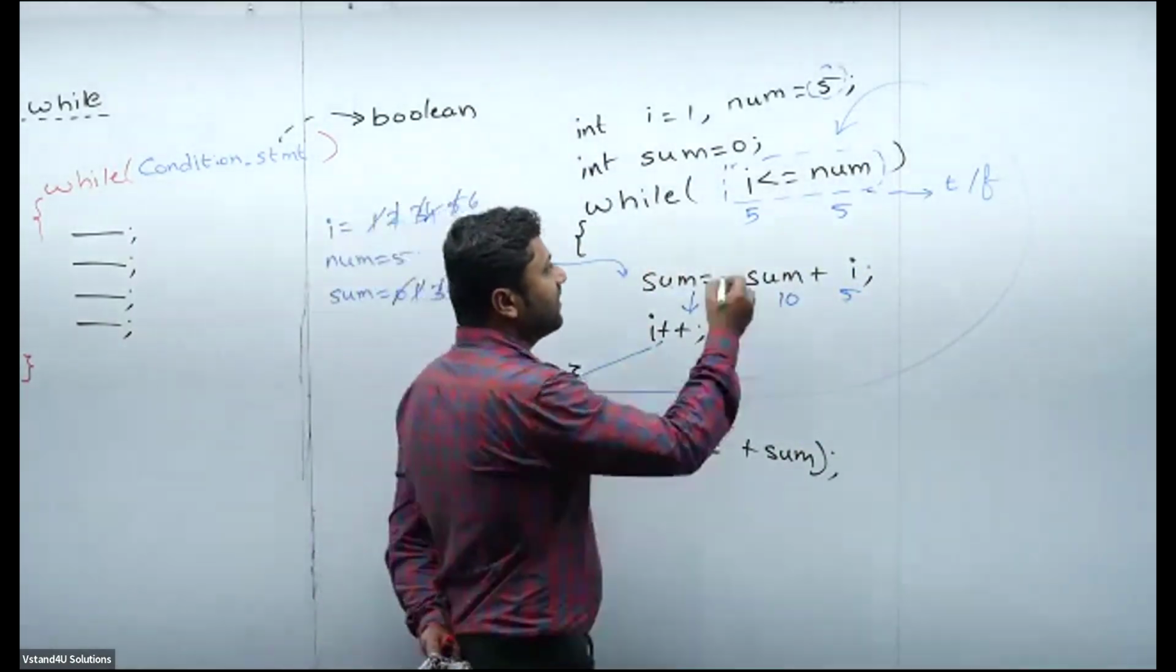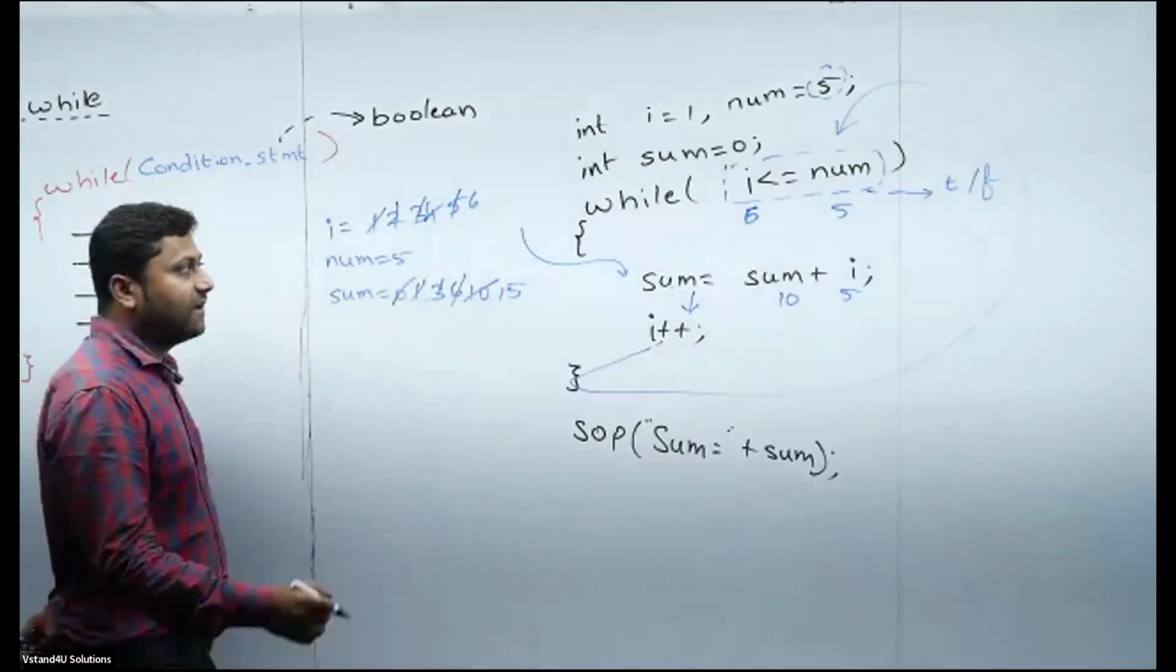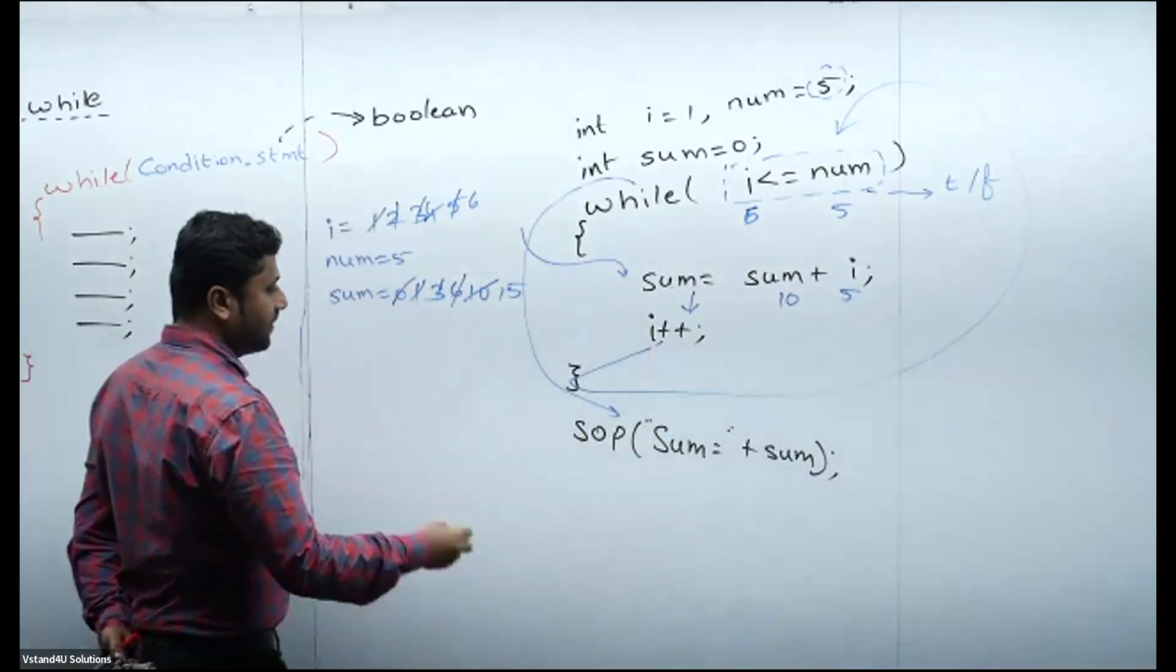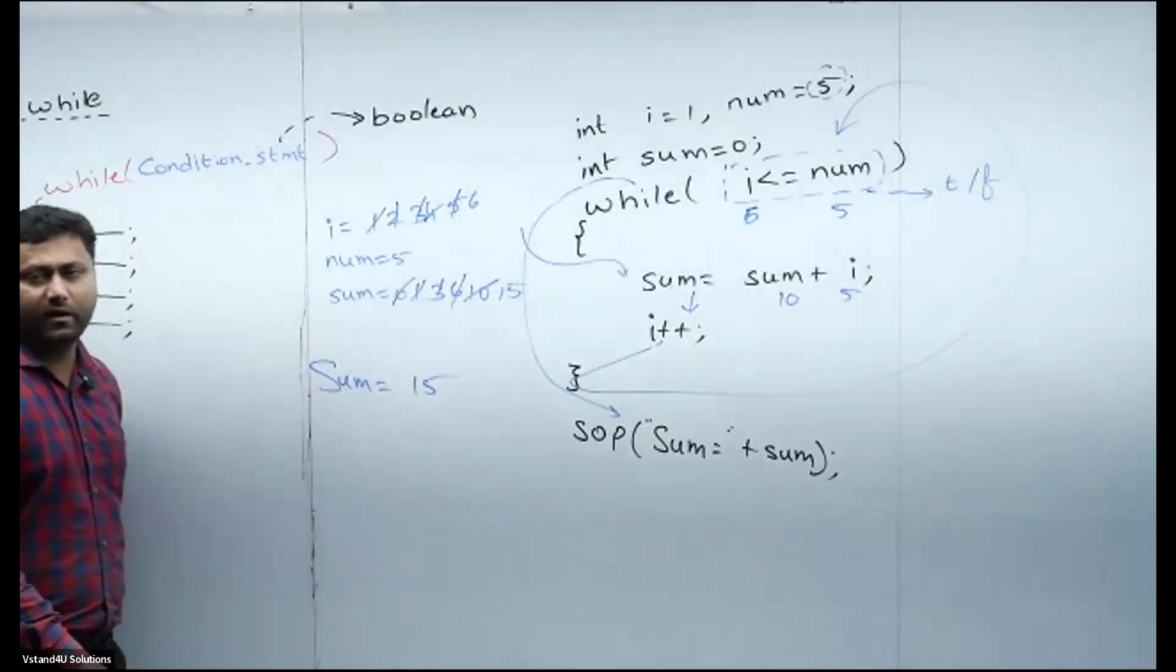In that case, can I say 6 is less than or equal to 5? Condition is false. If the condition is false, then I'll step out and print sum equals to 15, am I clear?